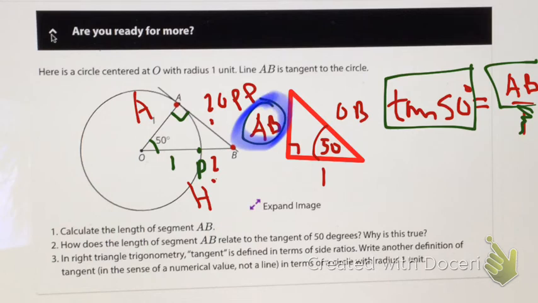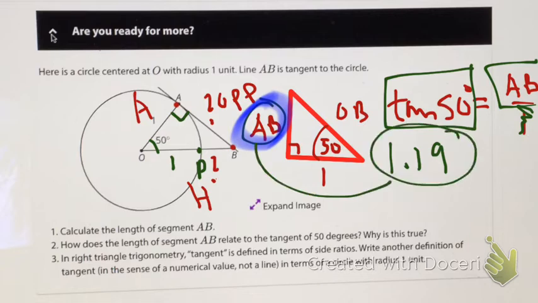Now we can actually find it. Let's do the math here. Tangent 50 degrees, that's a calculator thing. So you go tangent, 50 degrees, make sure your calculator is in degrees, 1.19. We say, okay, great. AB is 1.19. There it is right there. I'm going to circle it just so we know what it is.